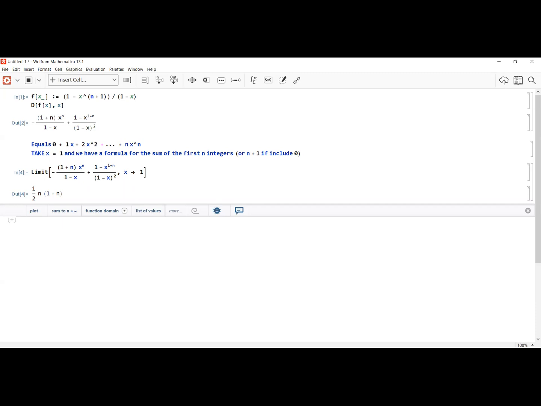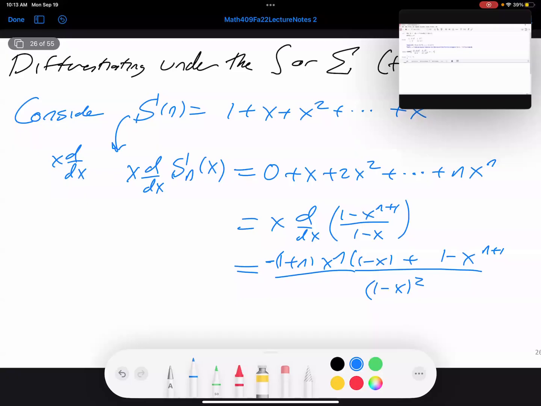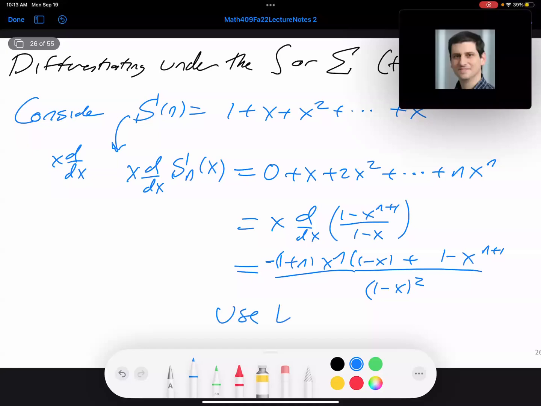So you know you've made it in mathematics when your name becomes a verb. So you L'Hopital it. Okay, so use L'Hopital and get the limit as x goes to 1.